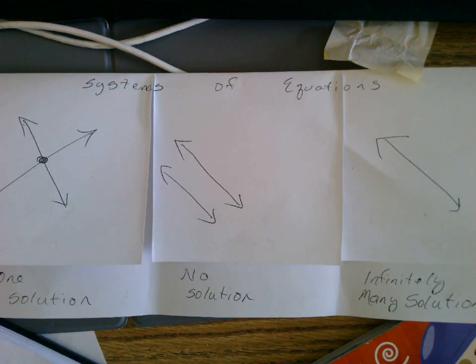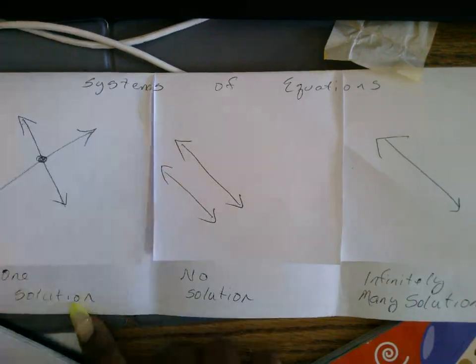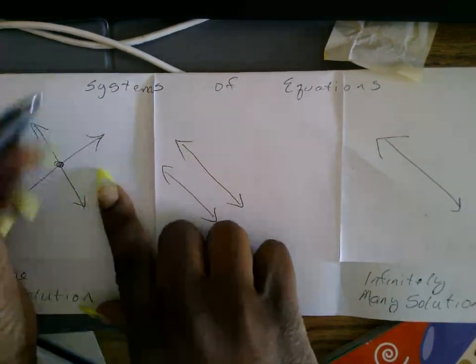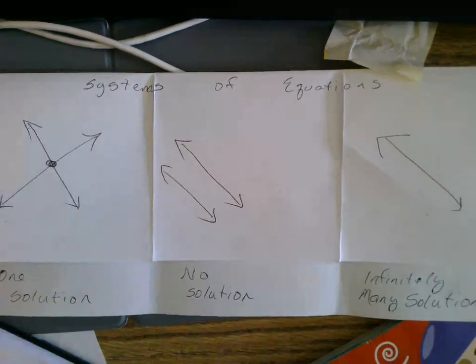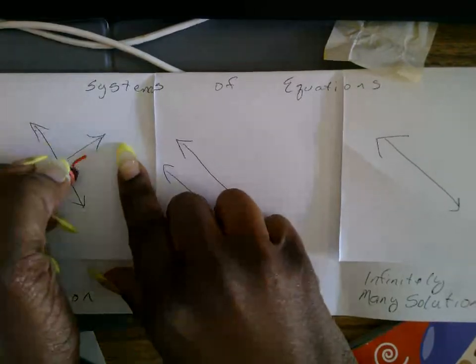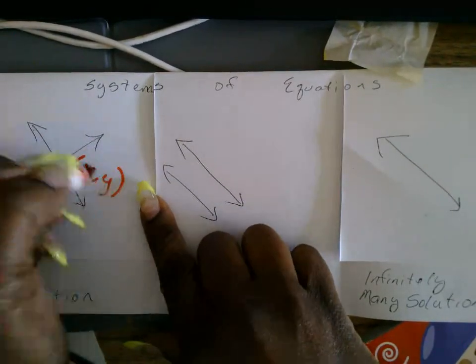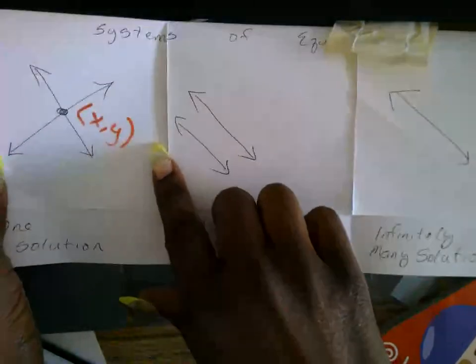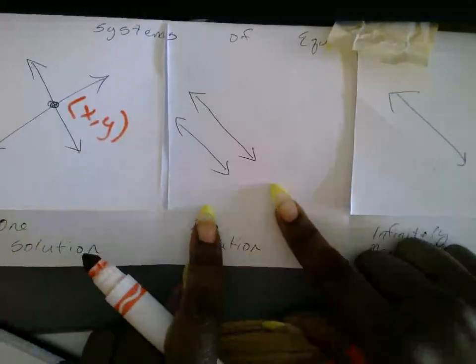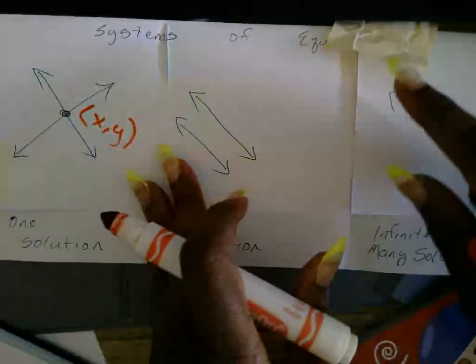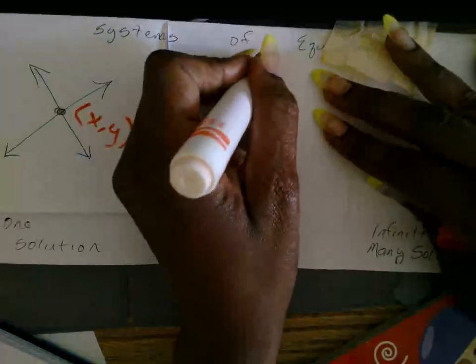In this unit, we're discussing systems of equations. There are three types of solutions when you're dealing with systems of equations. One solution, where the solution is located where the lines intersect, and it is described as an ordered pair, x, y. The second type is no solution, where the lines are parallel.